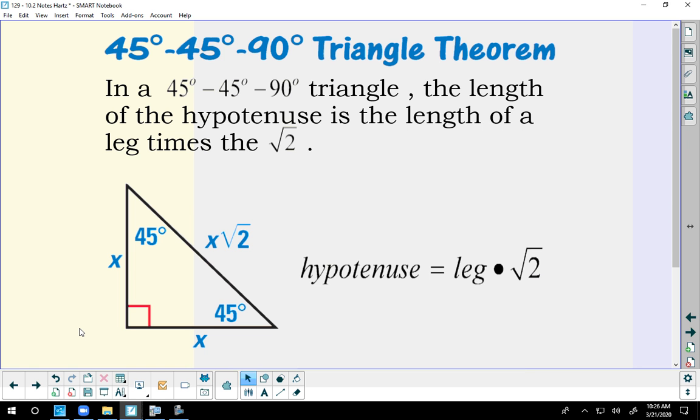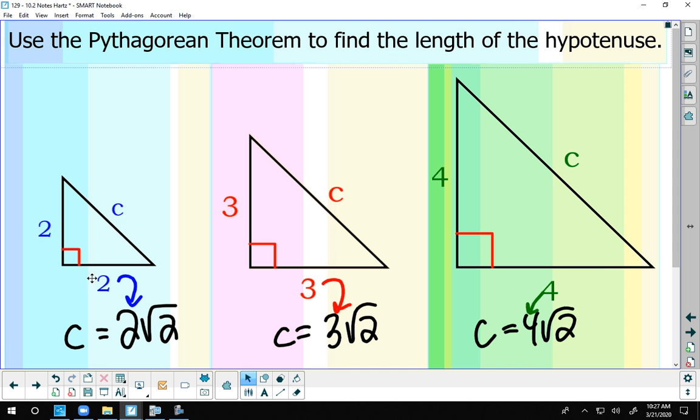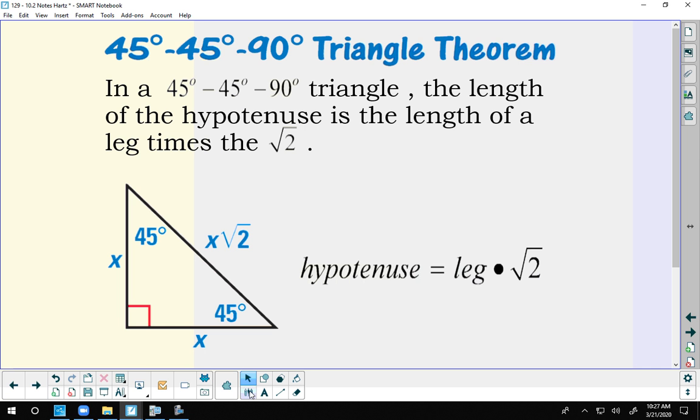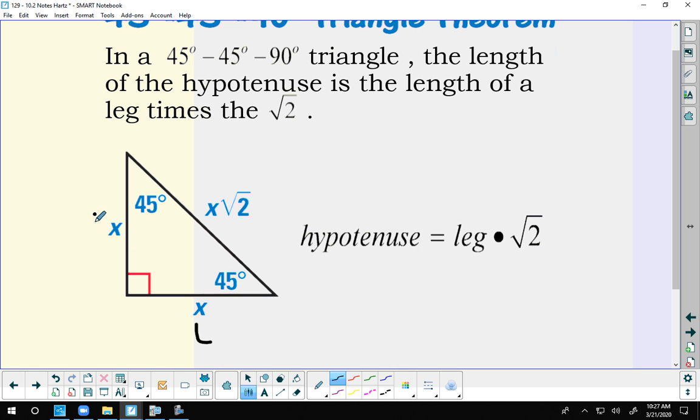The length of the hypotenuse is the length of the leg times the square root of 2. So if you saw here, the length of the leg is 2, so the length of the hypotenuse is 2 square root of 2. You take the length of the leg, multiply it by square root of 2, and that gives you the length of the hypotenuse. So I'm going to call each leg L and L, and then the hypotenuse is going to be the length of the leg times the square root of 2. So you can see that indicated here. Our hypotenuse, across from the 90-degree angle, is the length of the leg times the square root of 2.